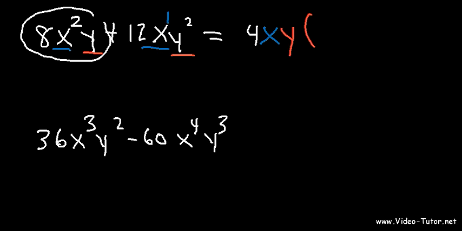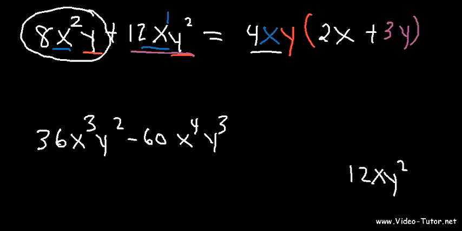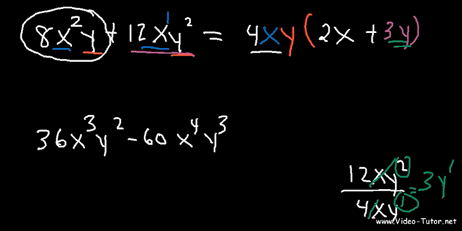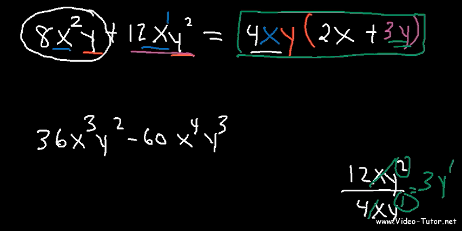So if we take this term, 8x squared, and divide it by our GCF, 4xy, we're going to get 2x. And if we divide 12xy squared by 4xy, that's going to give us 3y. So that's what's left over. To show your work, you can do this. 12xy squared divided by 4xy. Notice that the x's cancel. 12 divided by 4 is 3. Y squared over y, you have to subtract the exponents. 2 minus 1, you get y to the 1. And that's what we put here. So that's how we can factor that binomial, by removing the GCF.